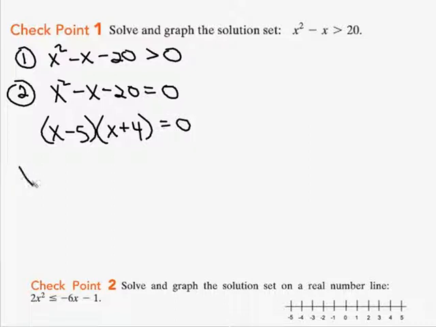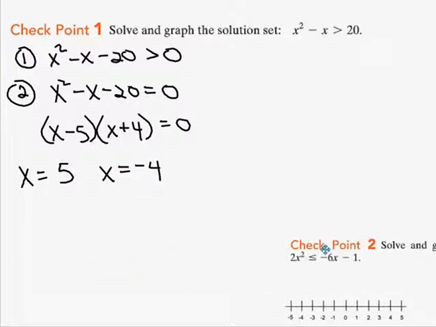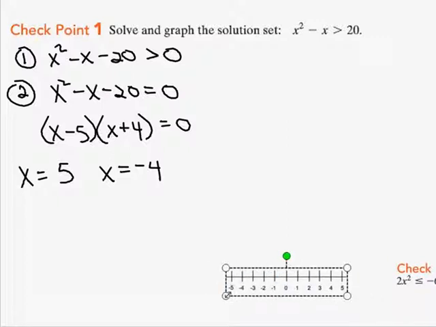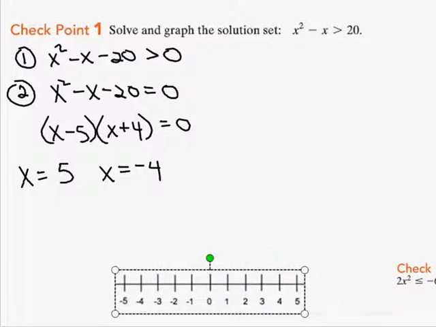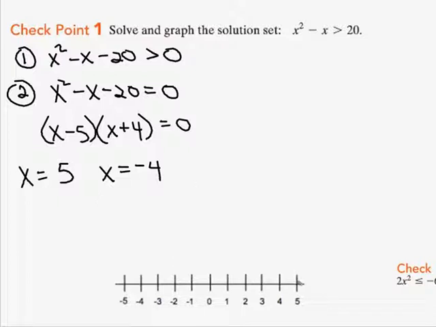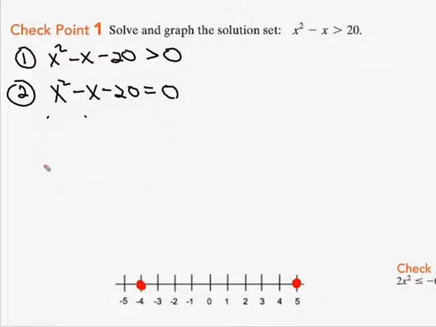So we find our boundary points by setting each factor equal to 0, and we'll get positive 5 and negative 4. So we can start working on the graph. Positive 5, negative 4. Okay, I guess we can get rid of this now.